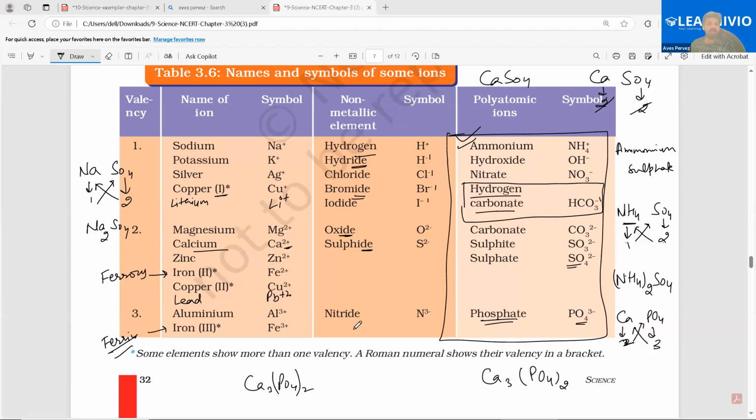Similarly, nitride, IDE, is single nitrogen. And nitrate is NO3 -1. Its valency is -1. So what could be the formula of nitrite? NO2 -1. Similarly, phosphate is PO4 -3. Then what could be the formula of phosphite? Sir, it would be PO3 -3. Yes, okay, sir. Memorize it fast.